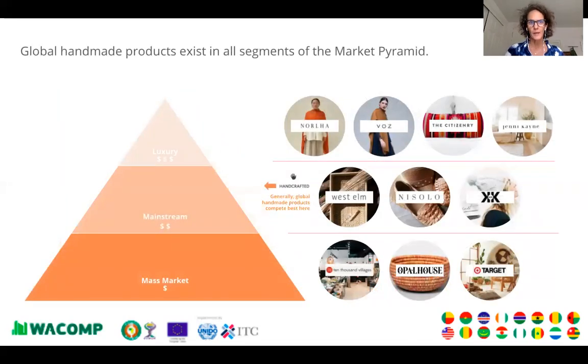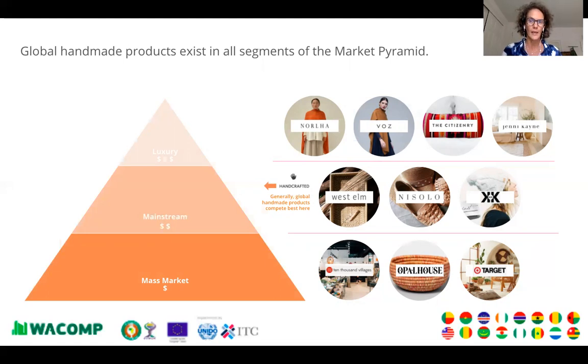Global handmade products and unique fashion brands, global fashion brands like yours, exist in all segments of the market pyramid. All of the brands shown in this slide are partially or entirely made by hand internationally. You can see that artisan fashion and home brands exist in all segments. It's really up to you as an enterprise and brand to determine where you want to be positioned.